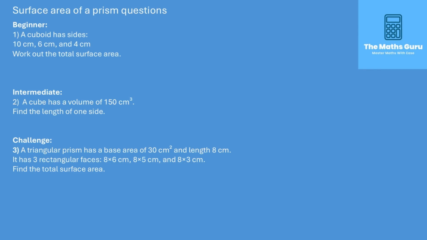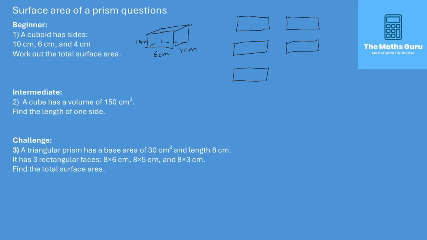So, now looking at some questions. A cuboid has sides 10 centimeters, 6 centimeters, and 4 centimeters. Let me just draw this out. Work out the total surface area. So if I break down the cuboid, we have two rectangles at the front and back. Then we have two rectangles on the left and right, and two rectangles on the top and bottom.